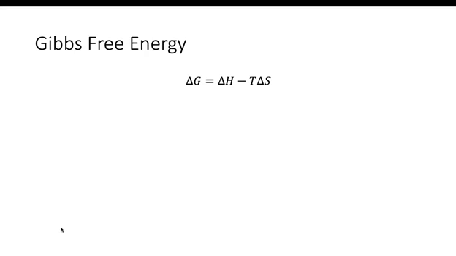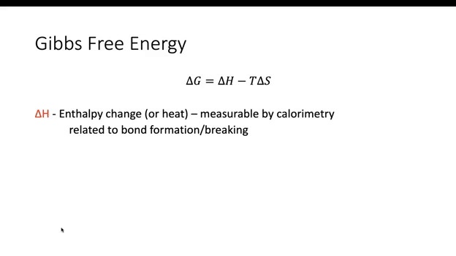So what we're going to talk about in this video is Gibbs free energy, and the basic equation for Gibbs free energy is delta G is equal to delta H minus T delta S. So let's define all the terms in these.